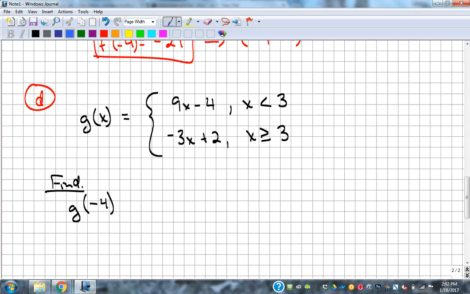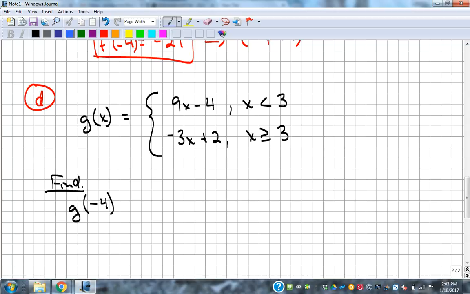Well, it's a negative one, but it's also an x or a y. It's an x value, right? We're plugging in for x. Where are the x's negative? Why the top one? Because it's less than 3. Is -4 less than 3? Yes. So if -4 is less than 3, then we've got to use the top one.